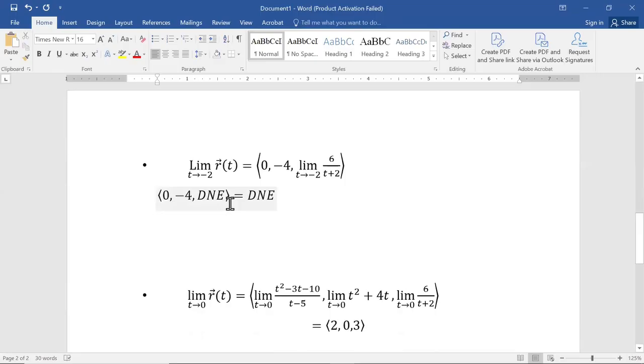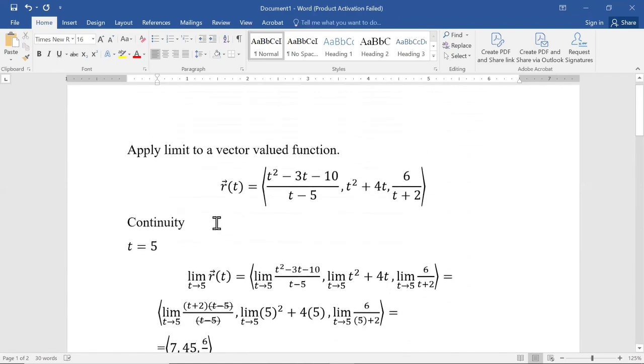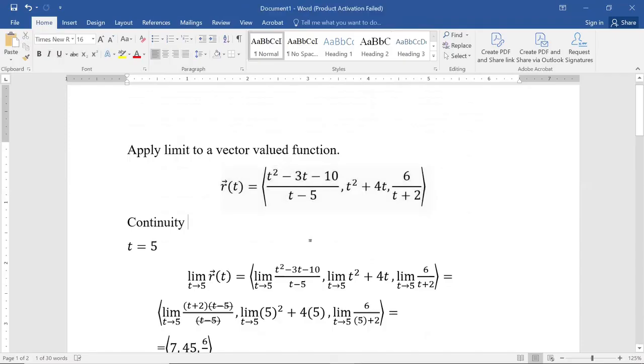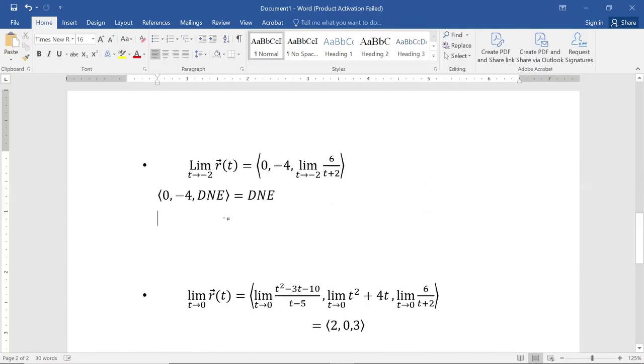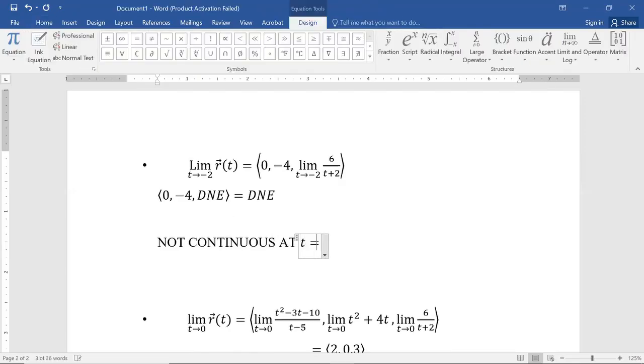Let's take a look at this one. Well, as t goes to negative 2, we already know that the limit does not exist. So I don't even really need to plug in anything. I don't need to go back and take my vector valued function and plug it in because I already know that the limit does not exist. And if the limit does not exist, then it cannot equal r of -2. Therefore, this function is not continuous at t value of -2.